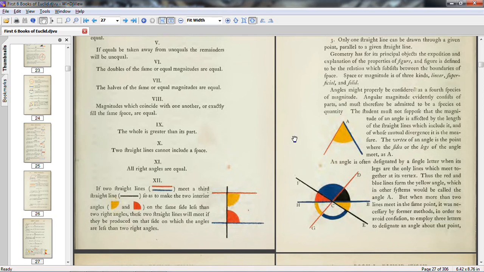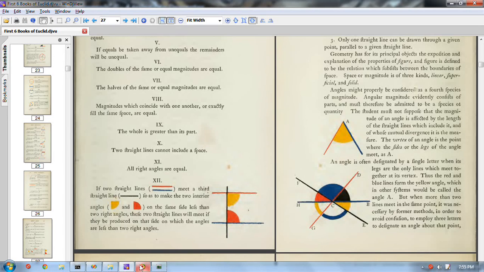And now we go on to see how to use the axioms and postulates to construct the geometry of Euclid. Now, let me just quickly pause this and quickly have a look through this paragraph.